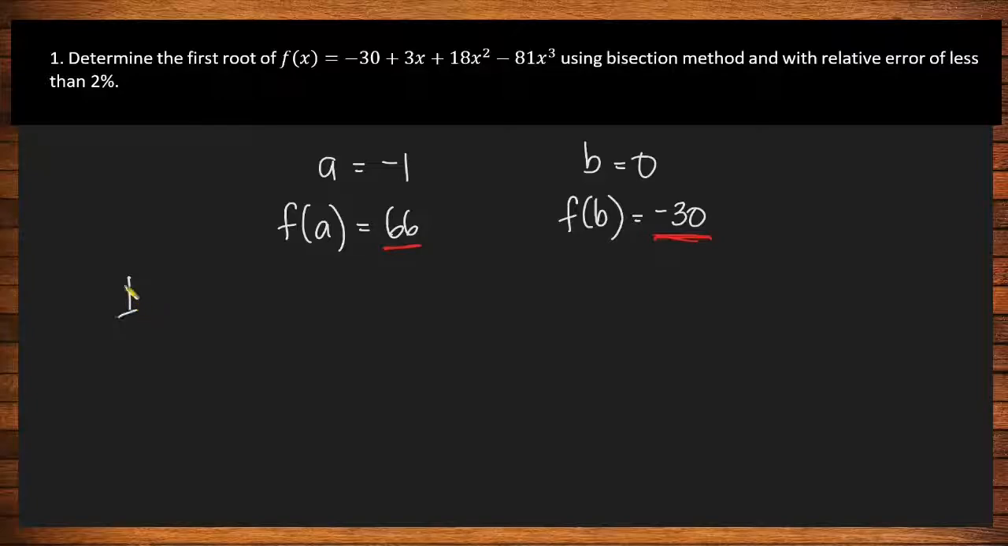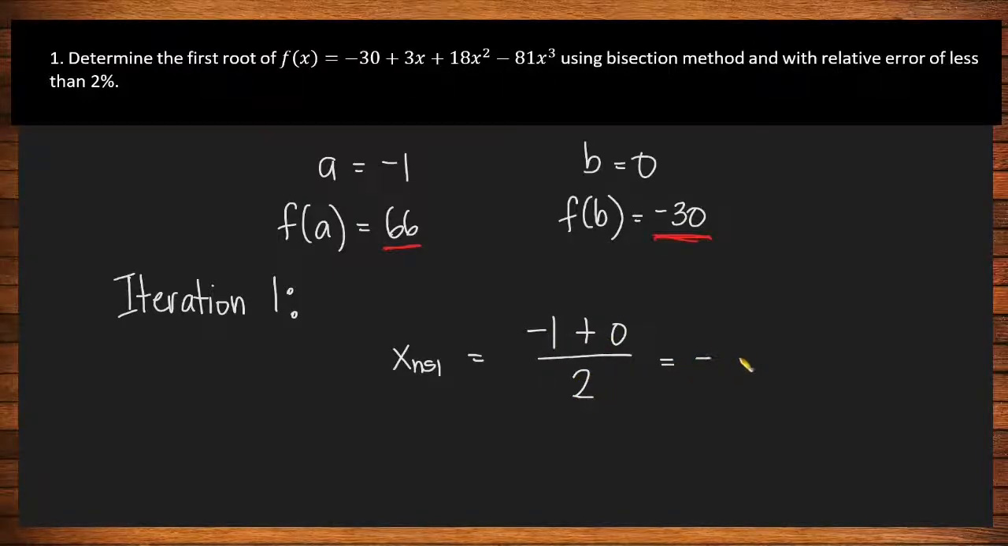The next thing that we are going to do is calculate the first estimate of our numerical solution. From our formula, it is easy to remember, no? That is simply A plus B over 2. This will give us the value of our first estimate that is equal to negative 0.5.